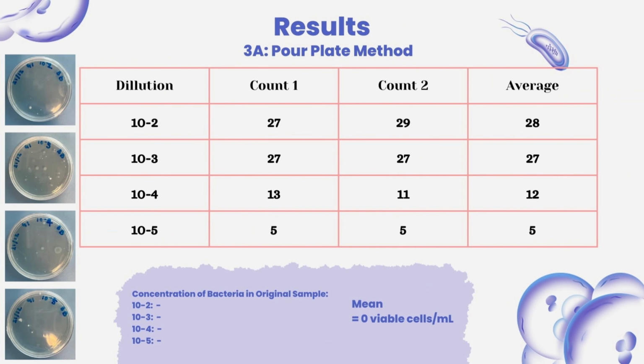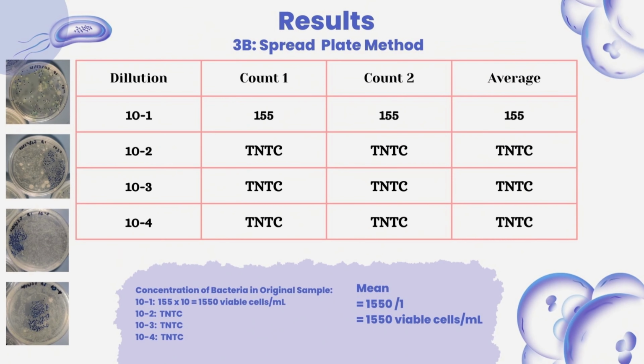This is the result for experiment 3A, pour plate method. None of the experiment results can be used in the calculation, as all of the data is below 30. This is the result for experiment 3B, spread plate method. Only the result for 10 to the power of -1 dilution can be used in calculation, as the data for the others are above 300.